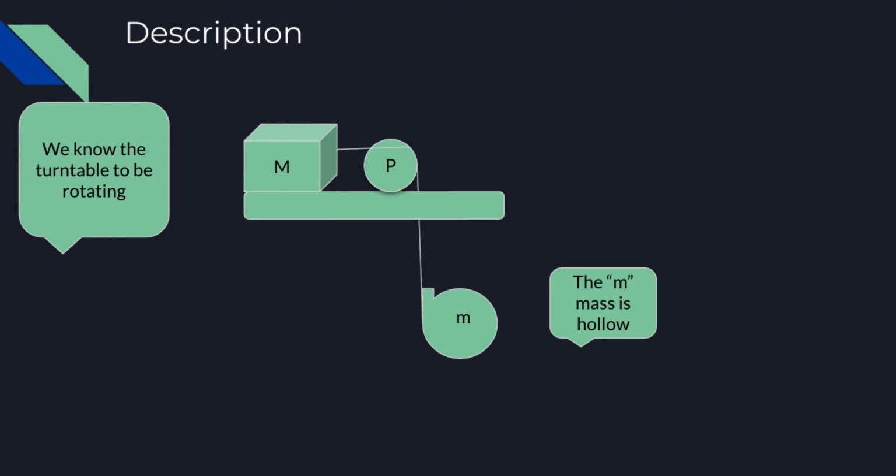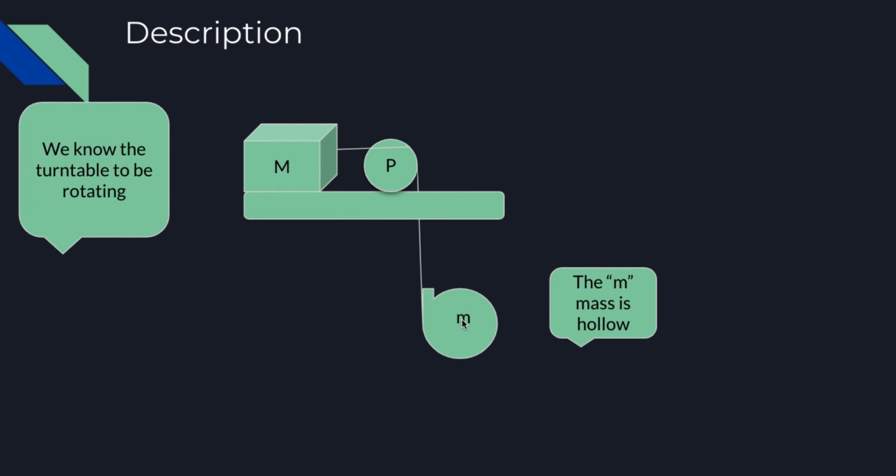So, starting off, here is the diagram of what we're given. We are given a mass of big M on top of a turntable, and we know that the turntable is rotating. The turntable will be moving horizontally, not up and down, but across the plane. We have P for our pulley, we have the tension in our ropes, and we have our smaller mass here.